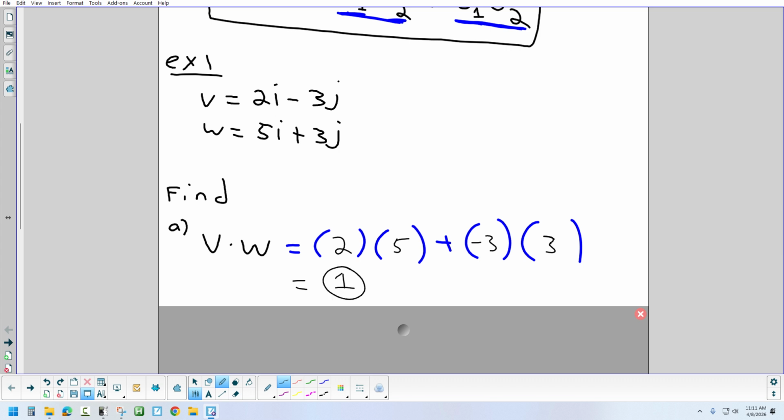Now what does that number do for us? Well, we'll see in a little bit. But that number tells us how to find something.